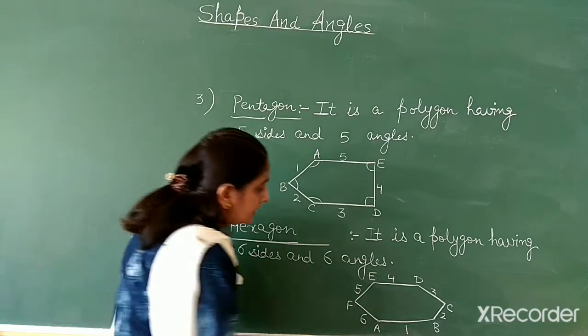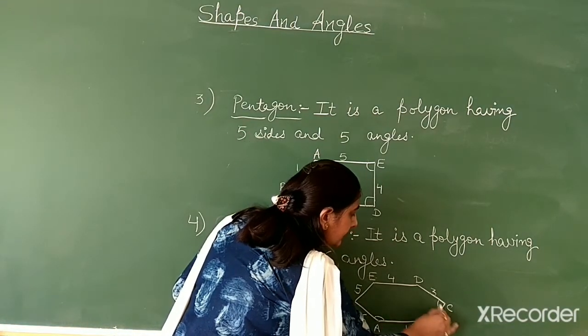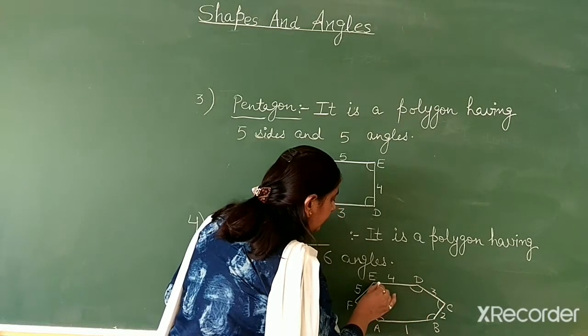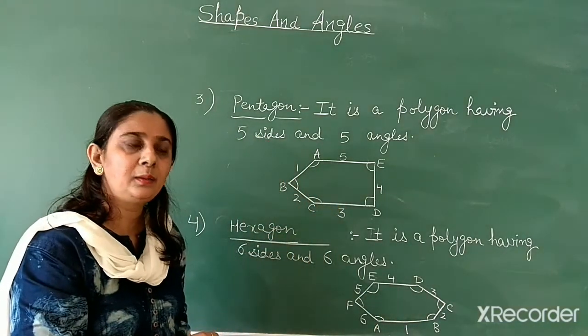Now we will mark angles in this. This is first angle, this is second angle, this is third angle, this is fourth angle, this is fifth angle, and this is sixth angle.